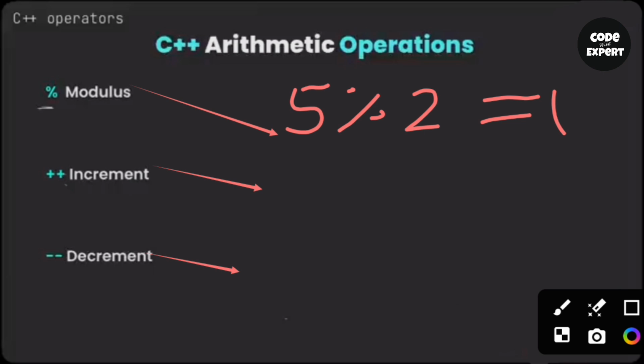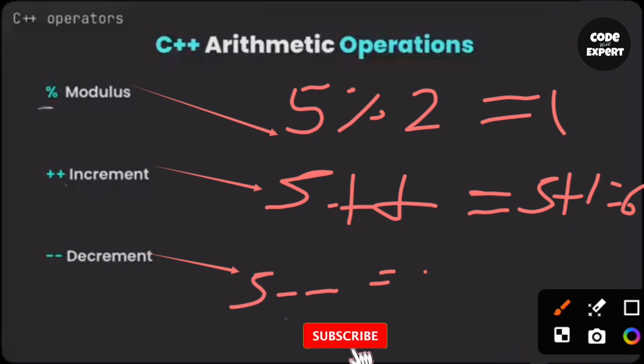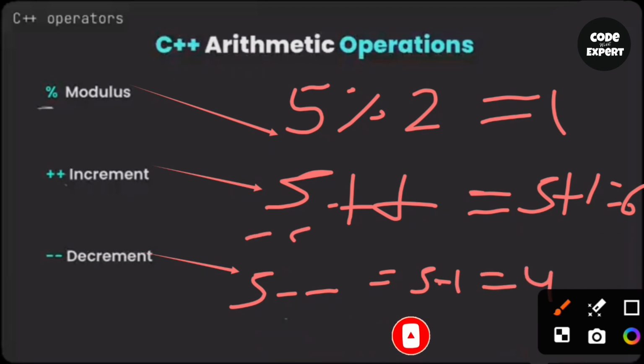The increment operator always increases the number by 1. If we write 5 plus plus, it will give 5 plus 1, that is 6. Same for the decrement operator, 5 minus minus equals 5 minus 1 equals 4. You can put the increment or decrement operator before or after the number, it's up to you.